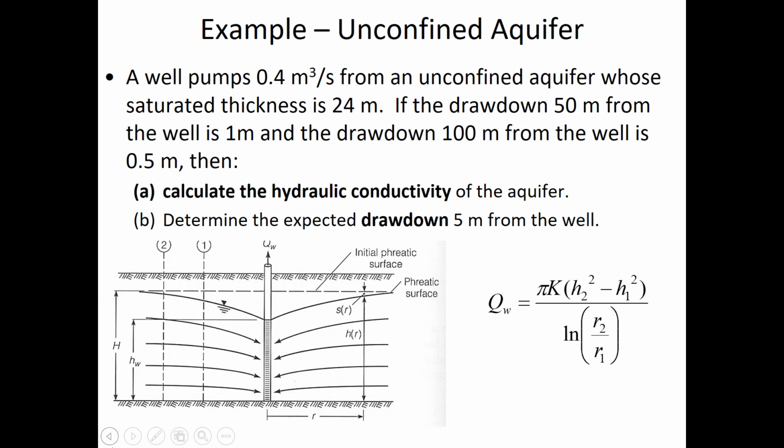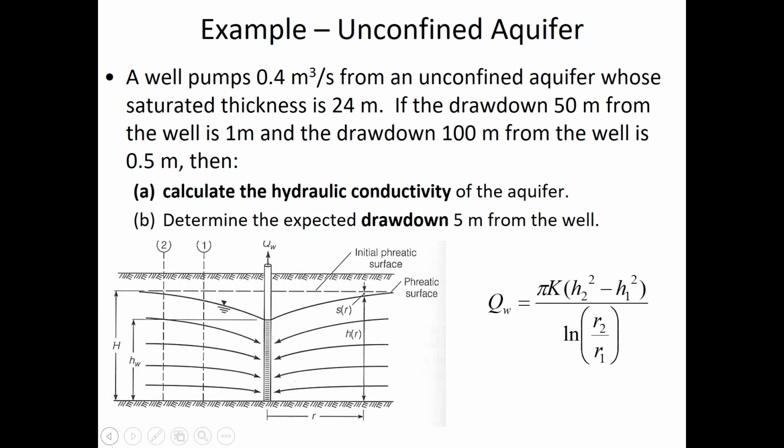Okay, so lowercase h at some location is capital H minus the drawdown at that location, S. So if we're saying the height of the water surface at location 1 is the saturated thickness of the aquifer minus the drawdown at location 1, you are given capital H and you're given S, and you need to calculate lowercase h to substitute it into this formula, where we're going to be rearranging that formula to solve for K.